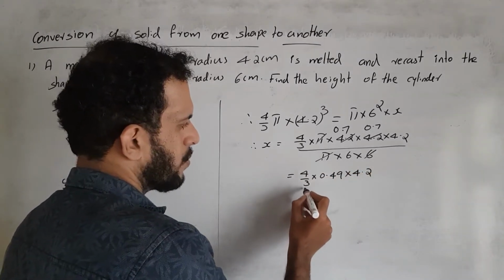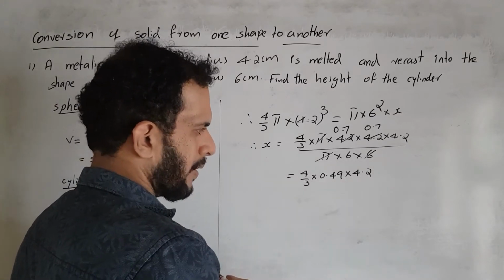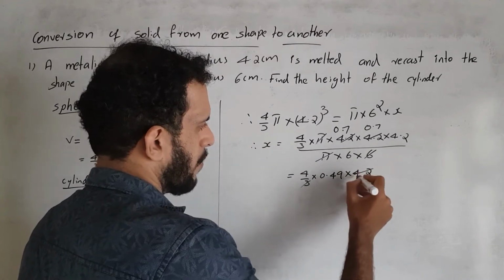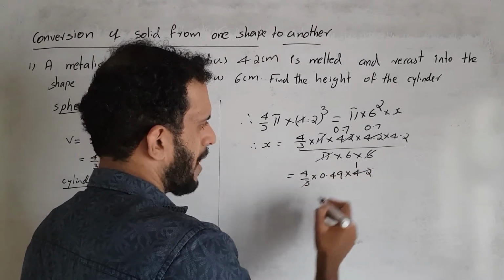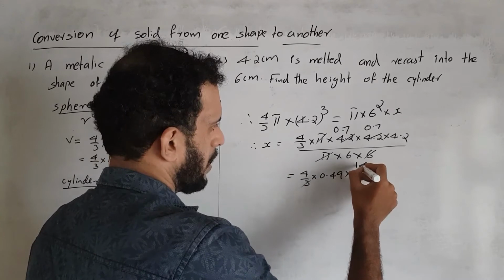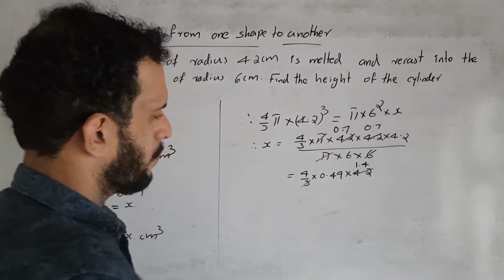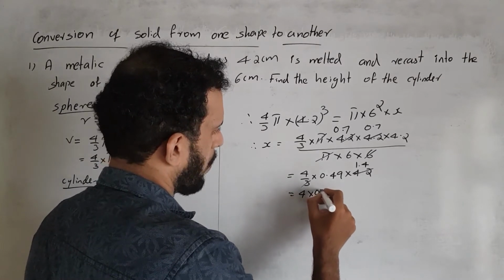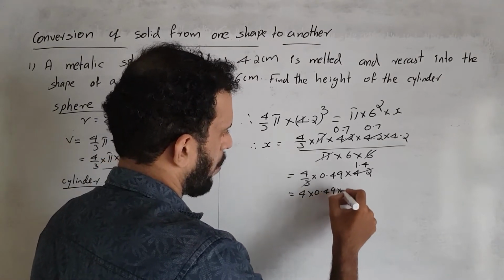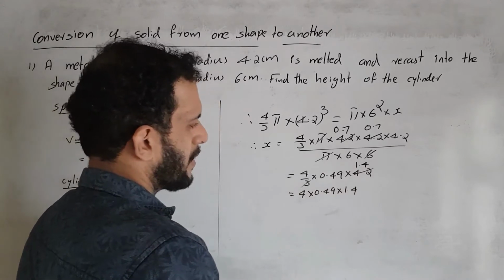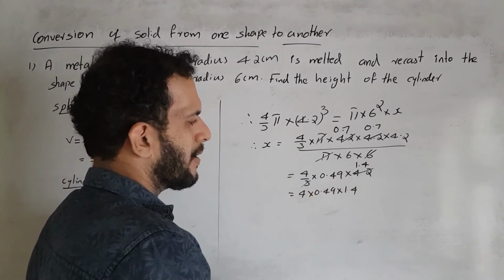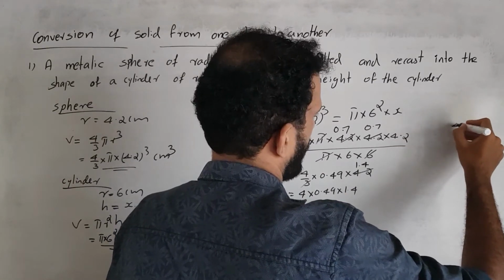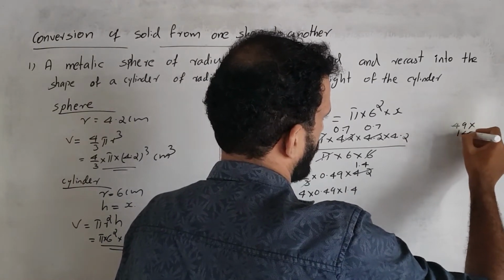It is possible to reduce 3 and 4.2, correct? Then how many times does 3 go into 4.2? 1.4 times. Then it is equal to 4 into 0.49 into 1.4. Next we multiply 49 into 1.4, that means 49 into 14.